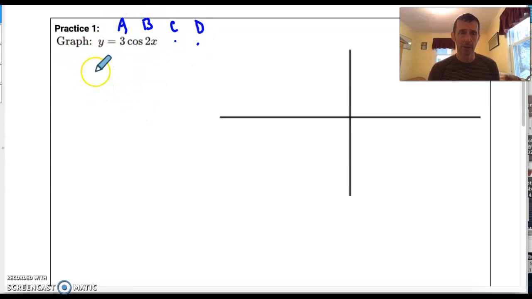I'm going to write them in order just so we remember them. So amplitude is A, and for us that's 3. And then we're going to ask ourselves every time, is there a reflection? Only if it's negative, so no reflection.